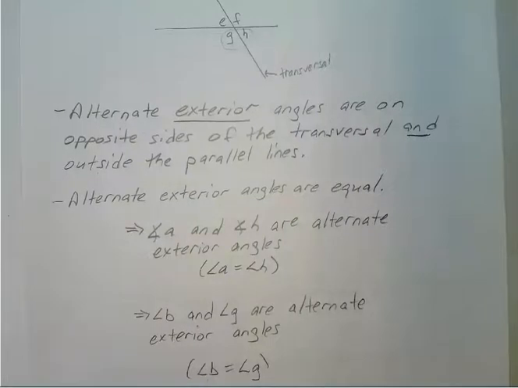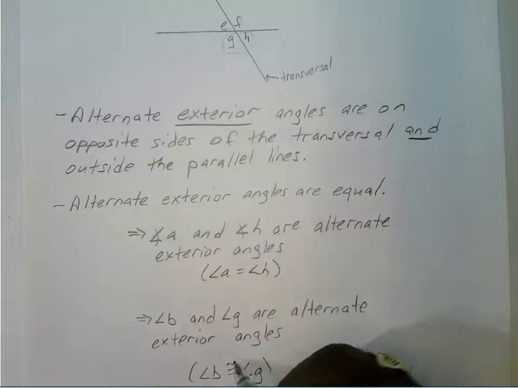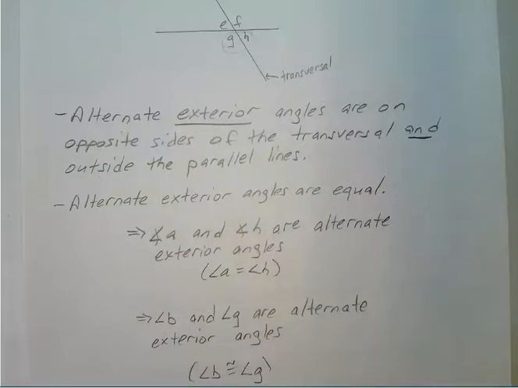In some cases, instead of equal to, you may see angle B is congruent to angle G. So you may see an equal sign with a little tilde over it. Pretty much the same thing. If you happen to see this symbol, don't get confused. Same thing.